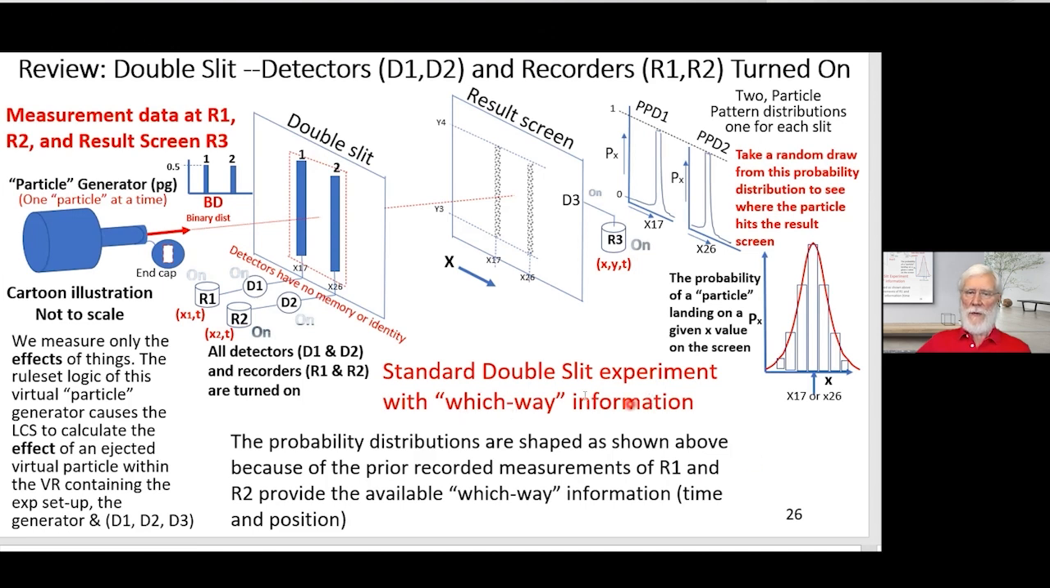This is the standard double slit experiment, and we see the which way information gets collected here, and therefore we get the no interference pattern, just piles of particles that look sort of like this if we looked end on.